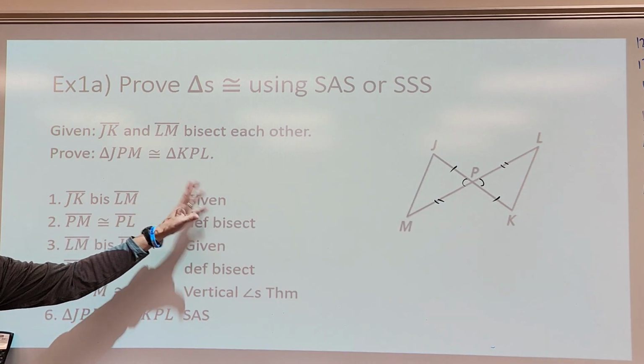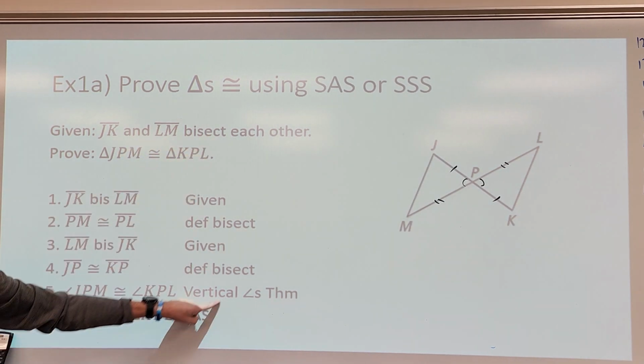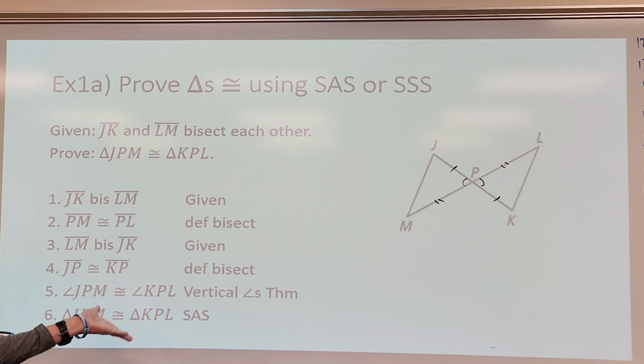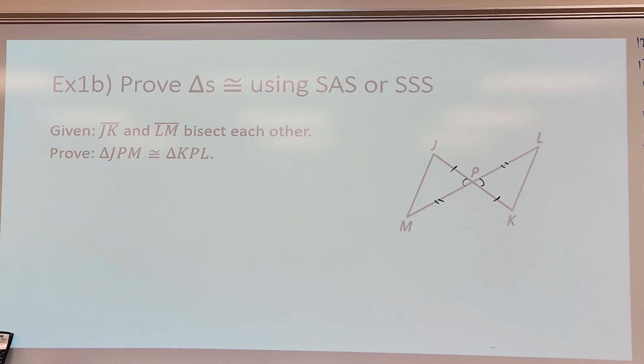So there really wasn't much thinking that's involved with this if we know what bisect means, if we know how to read the sentence, and if we understand the vertical angles theorem, all right? So this could be a quick, easy, done proof in 4, 5, or 6 steps. All right?